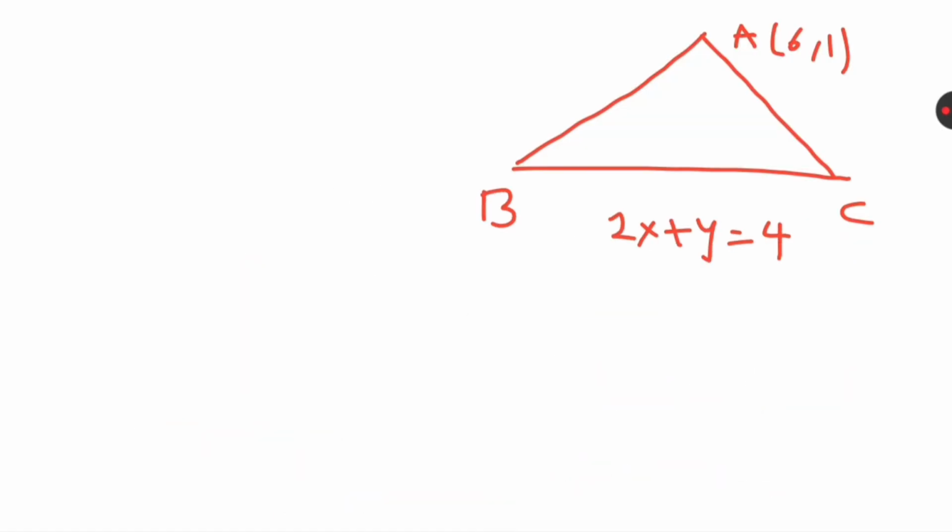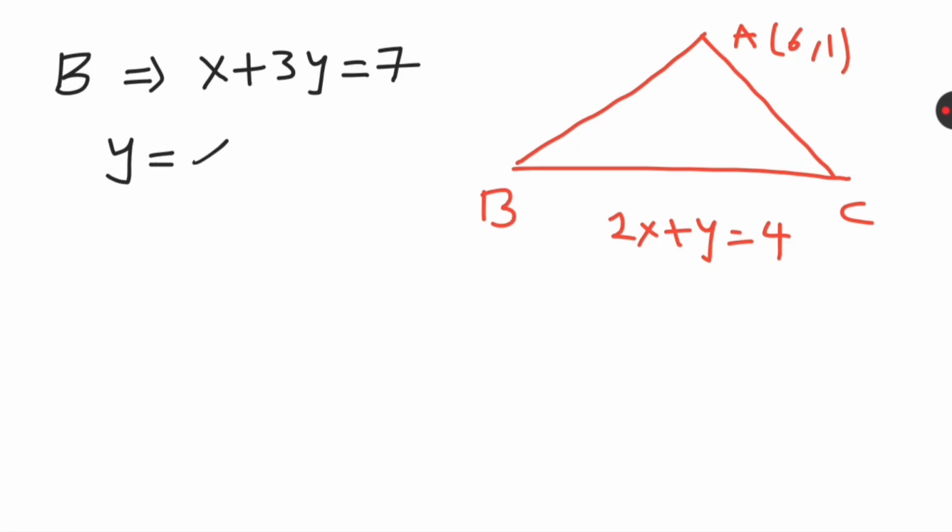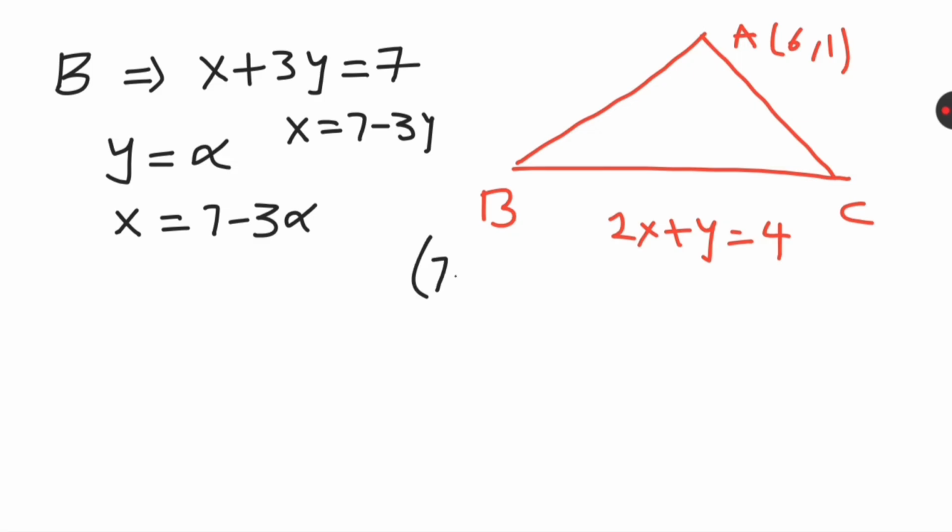So the point B lies on the line x + 3y = 7. Whenever a point lies on a line, its coordinates can be written in a single variable. Here, if you consider y as alpha, then x is going to be 7 - 3y. That means the x coordinate is going to be 7 - 3 alpha. So the B point is (7 - 3 alpha, alpha).